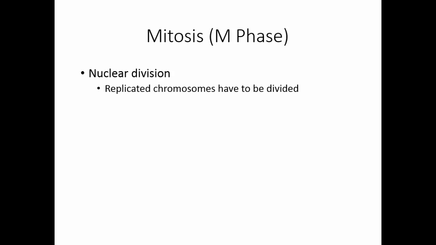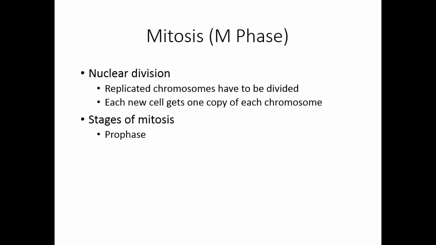Now that we have the DNA replicated, we can start the mitosis or M phase. This is the nuclear division phase. Those replicated chromosomes have to be divided. We have to make sure that each new cell gets one copy of each chromosome. There are 4 stages of mitosis: prophase, metaphase, anaphase, and telophase.